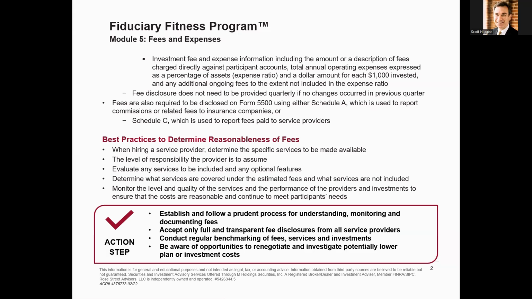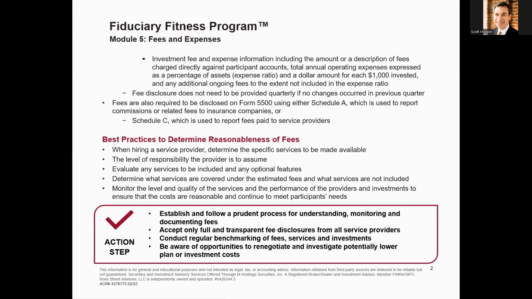Conduct regular benchmarking of fees, services, and investments. Well, the best practice is to do it every 3 years. Maybe the smallest end of the market can get away with 4 years, but it must be done regularly. It must be done in a live bid scenario, and it has to be responded to. There's been litigation where the fee analysis has been done and it's been neglected to follow up on the part of the plan fiduciaries. And that has been particularly punitive in terms of monetary awards to the participants against the fiduciaries. So be very careful about that.